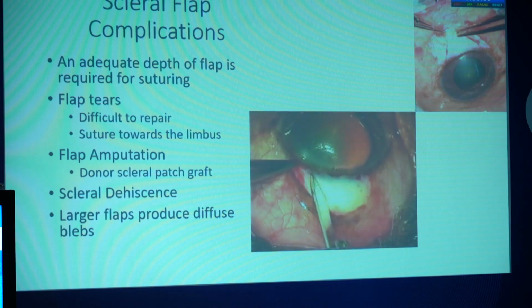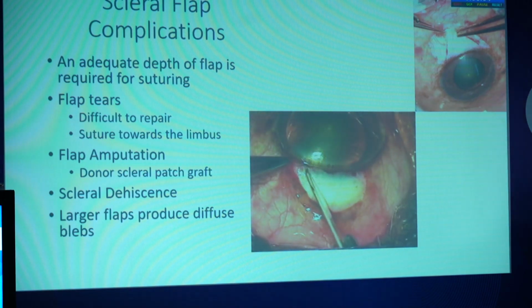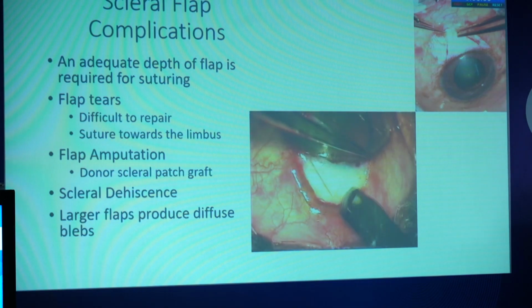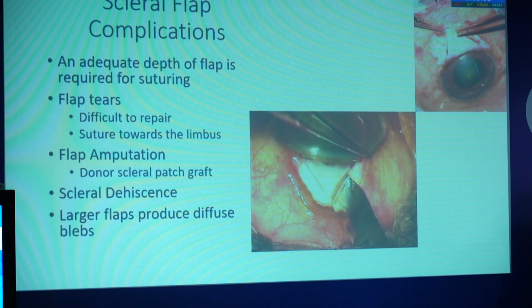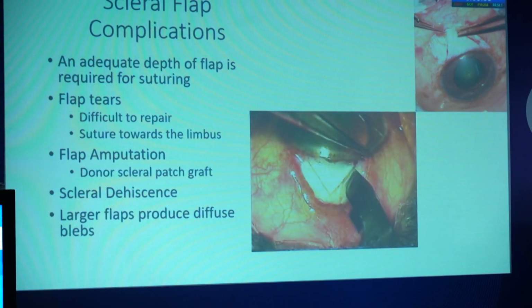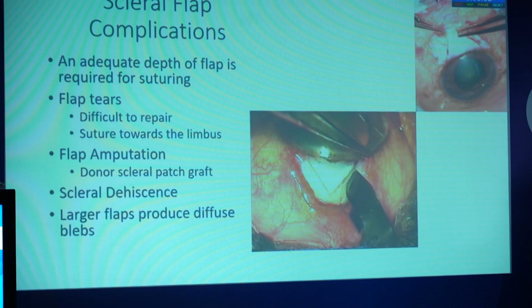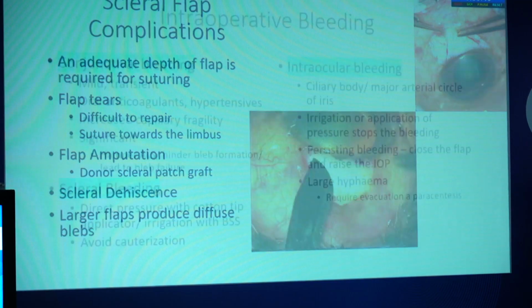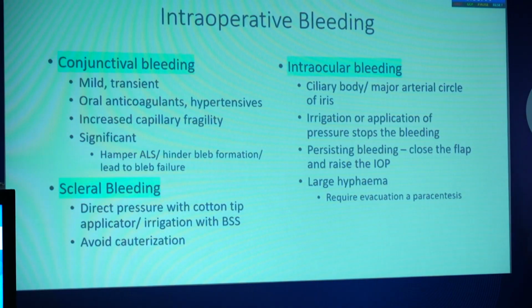If you have a flap tear, it's very difficult to repair. You have to take the tear into the bite of the suture. If you have a flap amputation, you have to be ready with a donor scleral patch graft for covering that area. For a large scleral disinsertion, you have to suture that area and then proceed with the surgery. Large flaps usually produce a diffuse bleb. Intraoperative bleeding can be conjunctival, scleral, or intraocular.